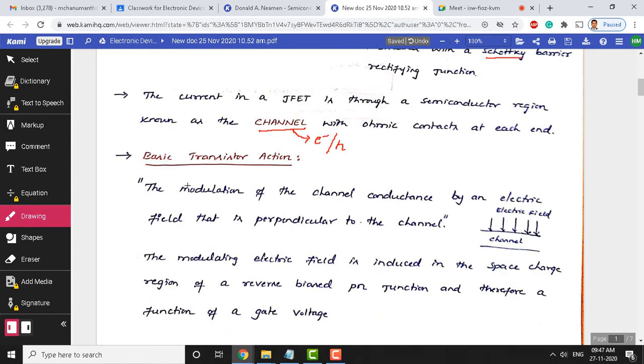Now, let us see the basic transistor action. How exactly does a transistor work? Either a BJT or the FET, though we are right now focusing on the FET, the transistor action is the modulation of the channel conductance by an electric field that is perpendicular to the channel. So, this is the way the transistor action takes place. We are going to modulate the channel. What do we mean by modulation?